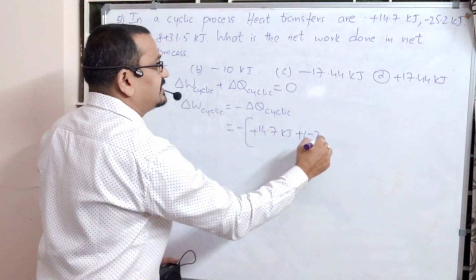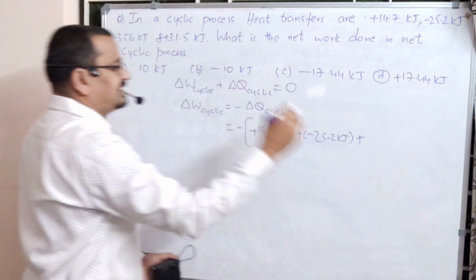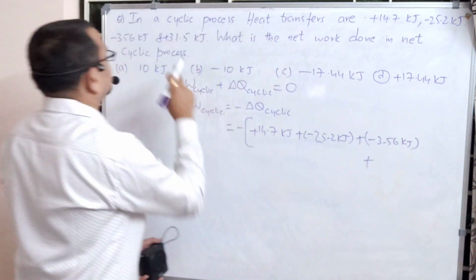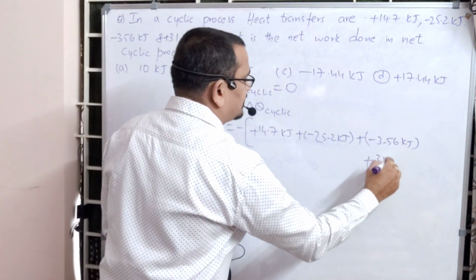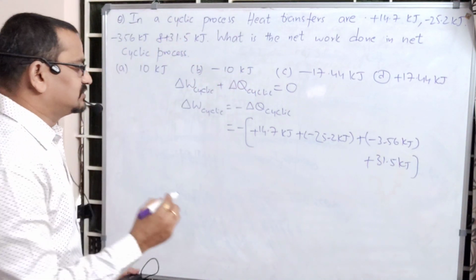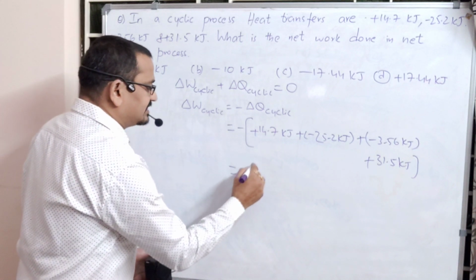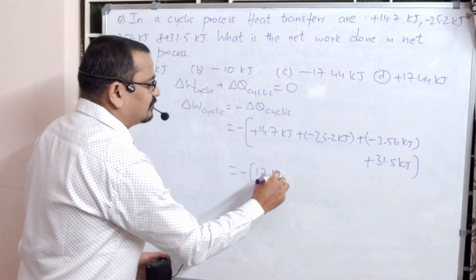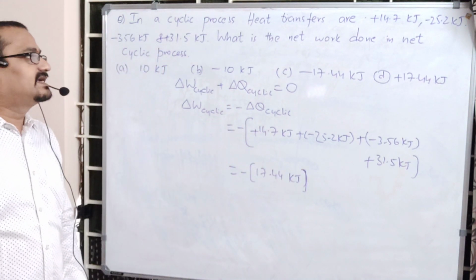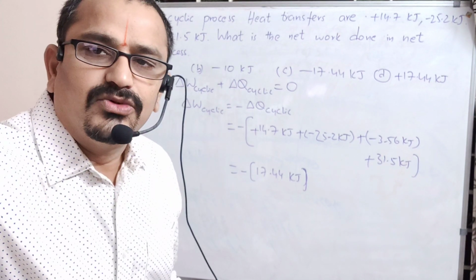plus minus 25.2 kilojoules plus minus 3.56 kilojoules plus 31.5 kilojoules. On summation of these values, after simplification, we are getting minus 17.44 kilojoules. So this is how we can solve some numericals from the first law of thermodynamics. Let us see one more.